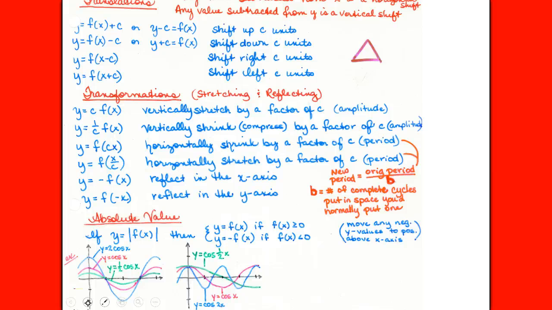If I have 1/2 out in front of that, that would be like the second type here, the vertical shrink. That's a vertical shrink by a factor of 2. So that's like cutting it in half. It's only going half as high and half as low. It's going up to 1/2 and down to -1/2.